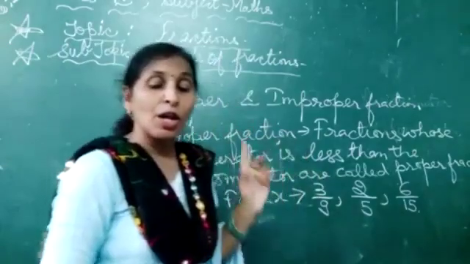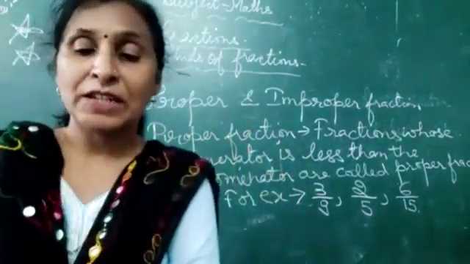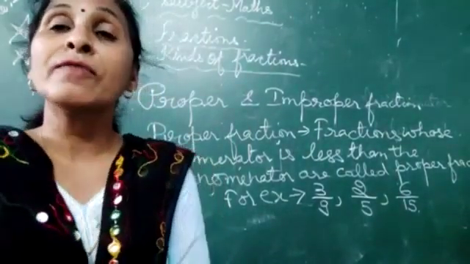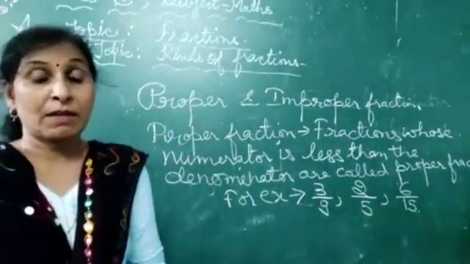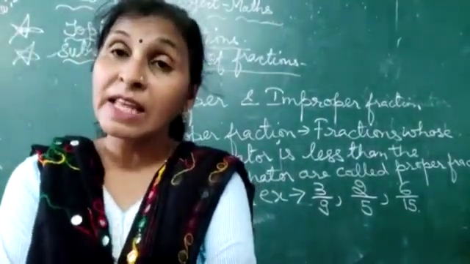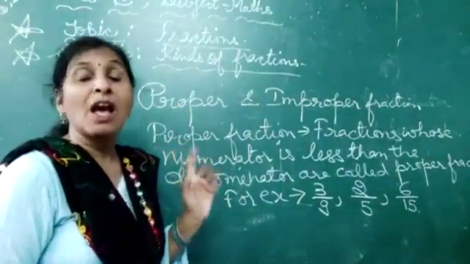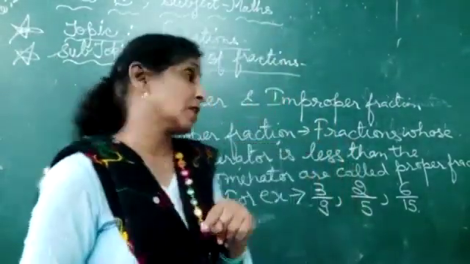It's clear? Now the next is improper fraction. The improper fractions are the fractions whose numerator is greater than or equals to the denominator are called improper fraction.